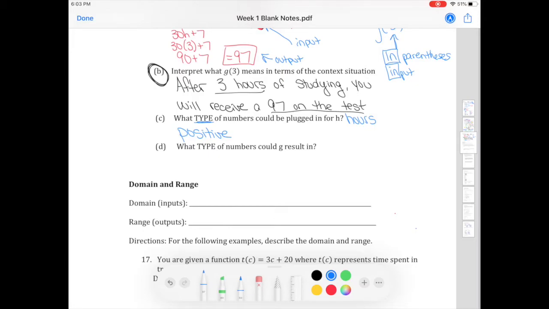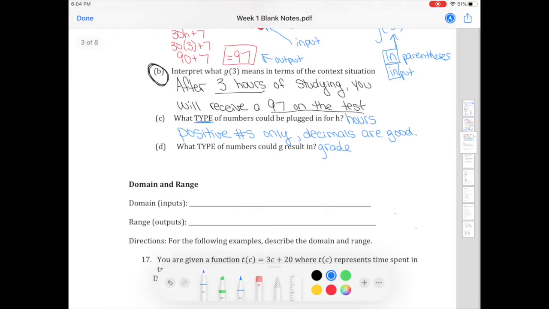Okay, so the big idea here is that you can't really plug in a negative number because you can't study -7 hours. It's impossible to do that, so it doesn't exist in this specific context. So positive numbers only would work. You could have decimals, absolutely. You could have fractions. Those are all good. I'll say decimals are good. Like, it's a very open-ended question. It's just to get your mind thinking of the types of numbers that exist.